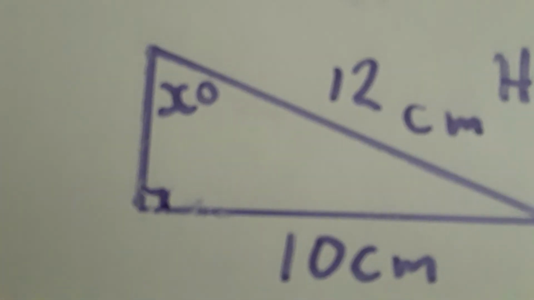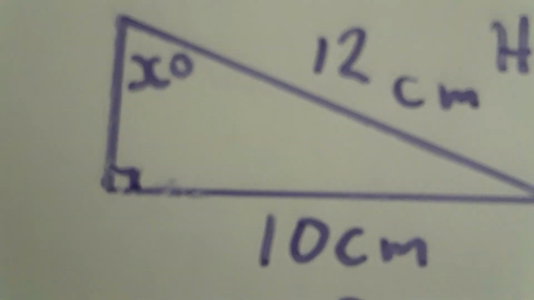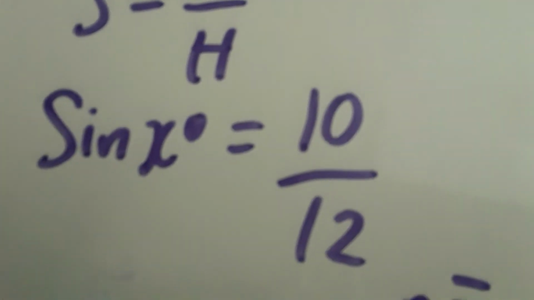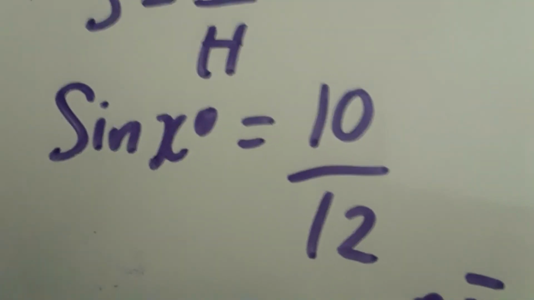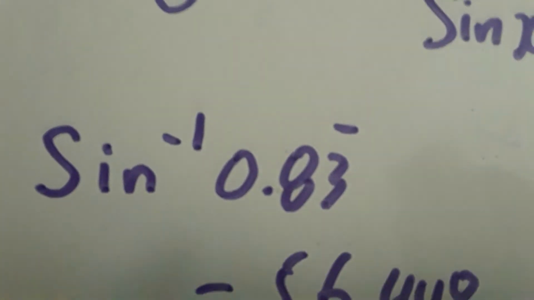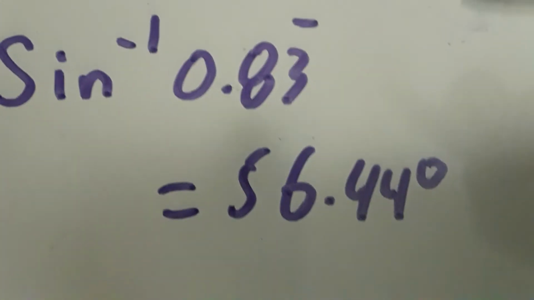Okay, so again, the process is a little different. You still use the ratios, but instead of producing the length of an unknown side, you're left with a decimal, and then you find the inverse of that decimal to find the measure of the angle.